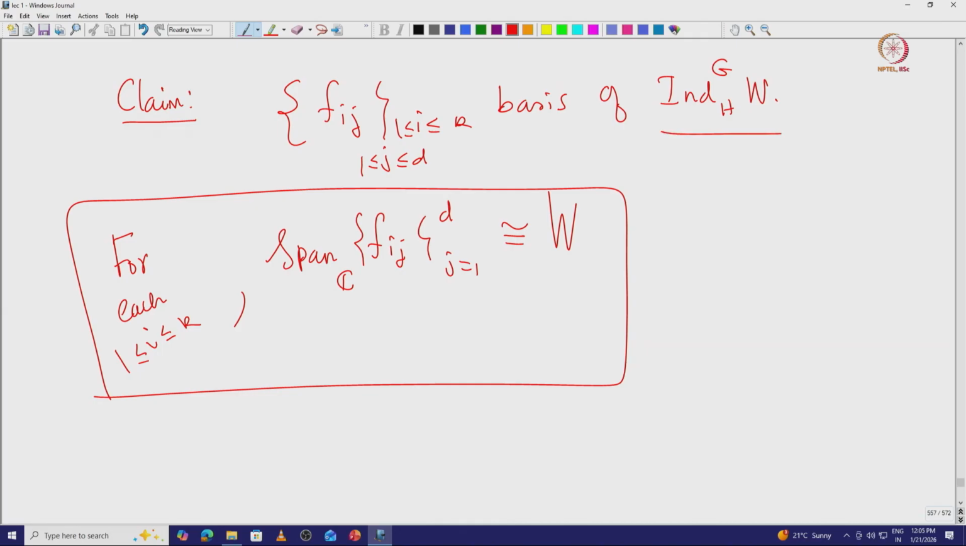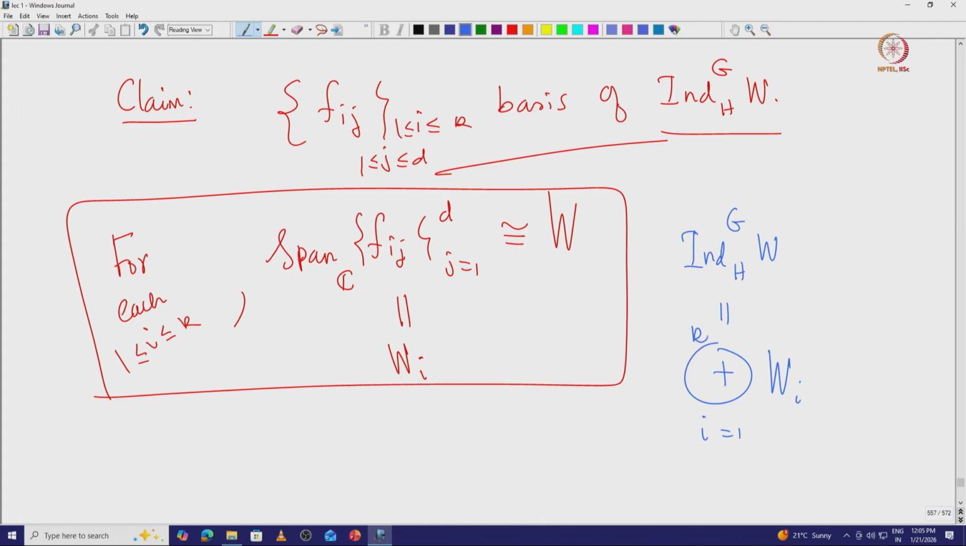If you denote this by W_i, then once we prove that this is a basis, it is immediate that the induced space will be decomposed as a direct sum of the W_i, with i ranging from 1 to k. So this is what we are getting for free. Maybe you can also denote this W_i by W_{g_i}, because it is determined by that coset representative g_i. So that is the observation. Let us prove this claim.